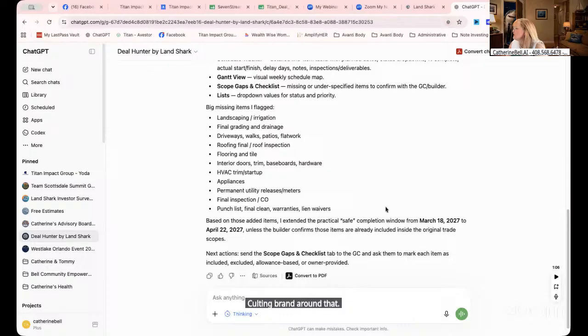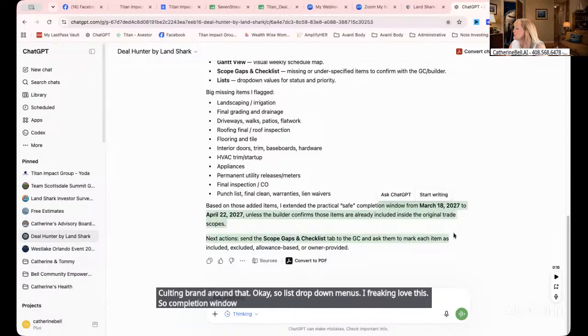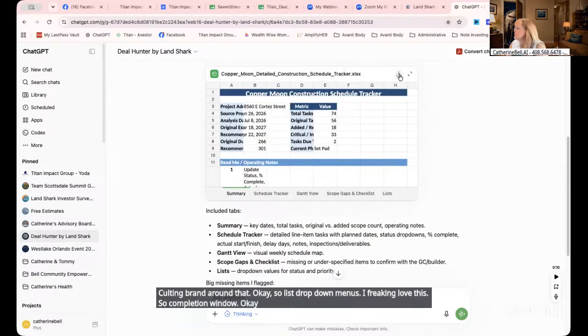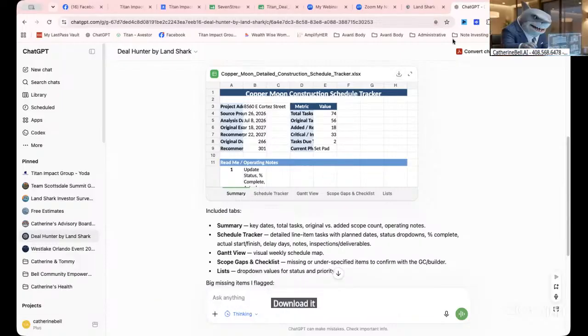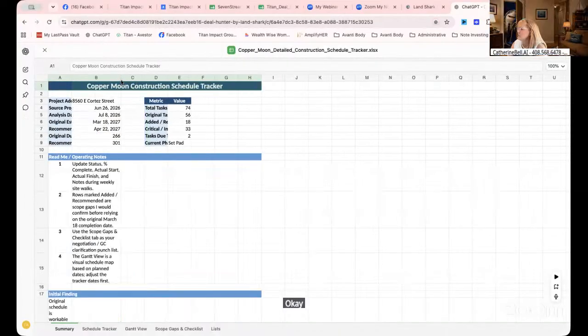Okay, so list drop-down menus. I freaking love this. So, completion window. Let's download this for a sec. Download it, but then expand it right there. See the expand button? It's right next to download. There you go.